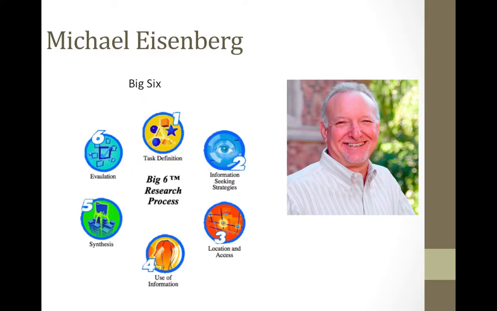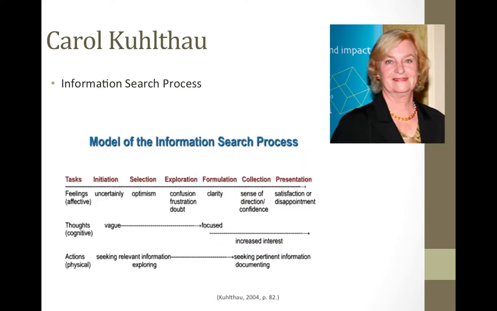I mentioned in the overview video that we're going to be touching on the work of Michael Eisenberg, well known for his Big Six search process. And we're going to be reading about the work of Carol Kuhlthau and her information literacy search process. Remember, as I said in the overview video, there are several different models out there for information literacy. We're going to study these two, but they aren't the only ones, and we'll be looking at another one later on in one of our upcoming units.